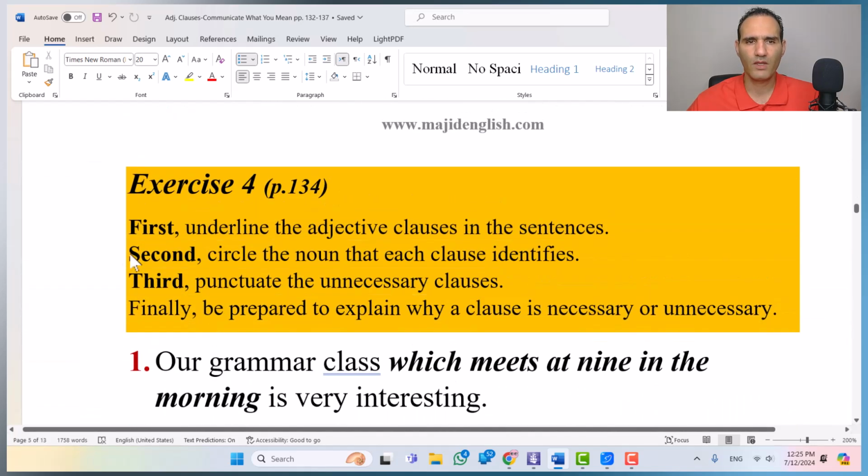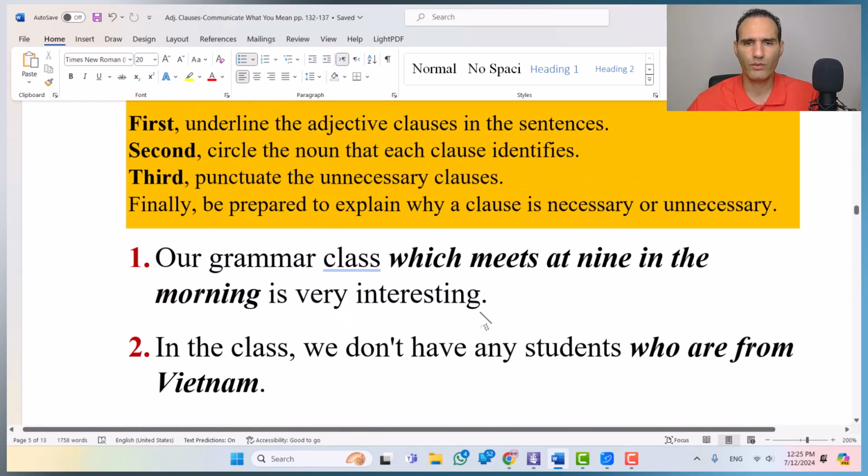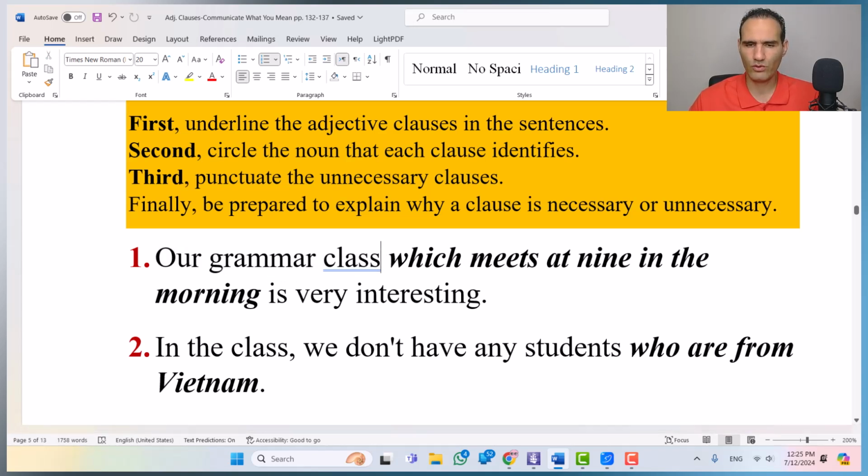Now let's wrap it up and go to exercise 4 for more practice. Here it says, exercise 4, page 134. First, underline the adjective clause. I have done that. Instead of the underline, I have made it bold and italic. Second, circle the noun that each adjective clause modifies. It is the noun before, and punctuate wherever necessary. Let's go and do that. It says, our grammar class, because usually there is only one grammar class, so it is an unnecessary adjective clause, which meets at 9 in the morning.